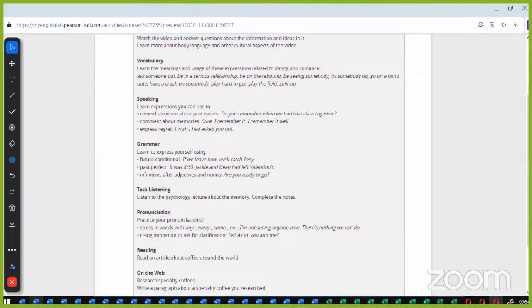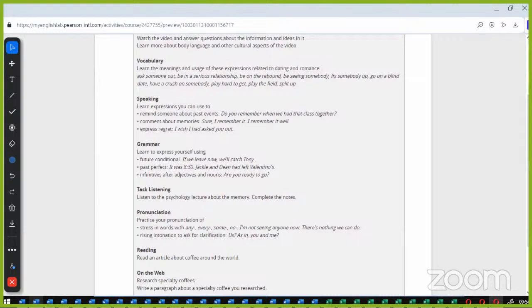Speaking: learn expressions you can use to remind someone about past events. Do you remember when we had the class together? Comment about memories. Sure, I remember it. I remember it well. Express regret. I wish I had asked you out. Grammar: learn to express yourself using future conditional. If we leave now, we'll catch Tony. Past perfect. It was 8:30. Jackie and Dean had left Valentino's. Indefinite infinitives after adjectives and nouns. Are you ready to go? Task listening.